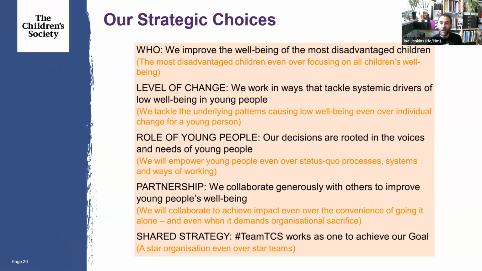The second, in terms of the type of change, we recognised from our analysis that where we had greatest impact was when we were engaging with the systems around young people, as well as benefiting the children that we were working with directly. And so that meant that we would focus on systemic drivers, which means our "even over" is tackling the underlying patterns caused by low well-being, even over individual change for young people. Now, this is a really hard emotional choice for us because we run many, many projects and we do some really great work where the children who are involved in those projects have their lives changed.